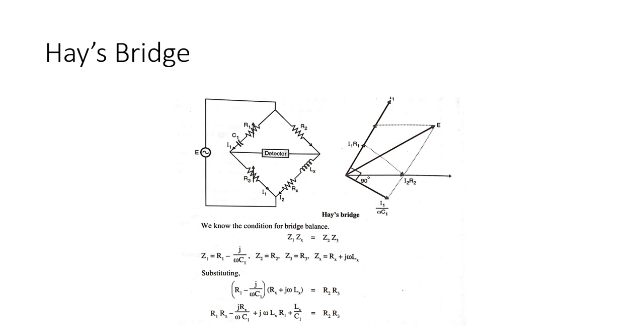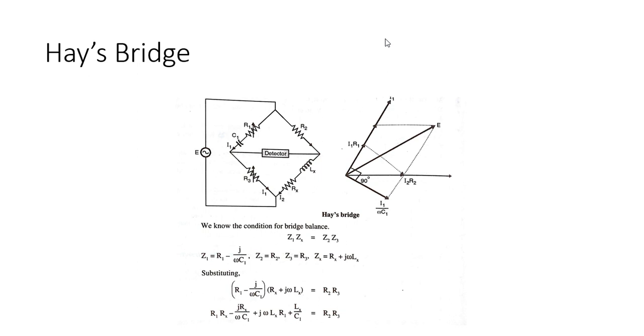Now let's start with the next type of bridges, that is AC bridges. Again I am repeating, AC bridges are related to measurement of impedance. Now let's start with Hayes bridge. If you see this circuit, this is a Hayes bridge. What is the importance of this bridge? It is a modification of Maxwell's bridge. We have not covered Maxwell's bridge yet, but we will see it after this.